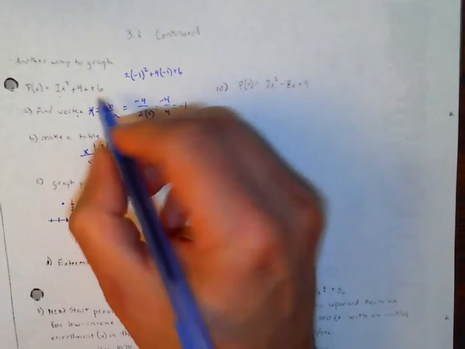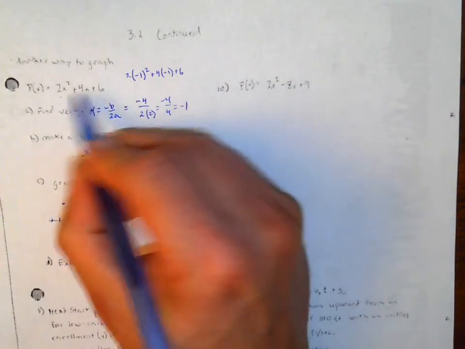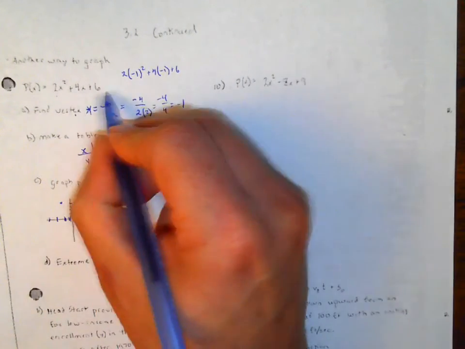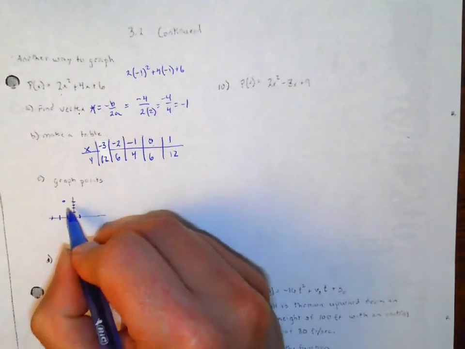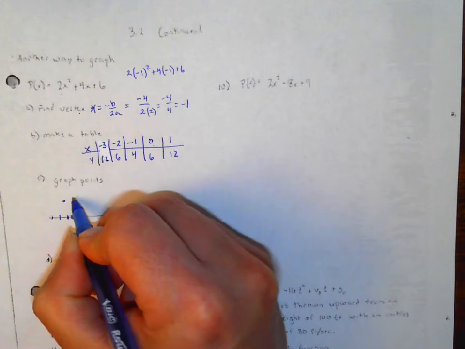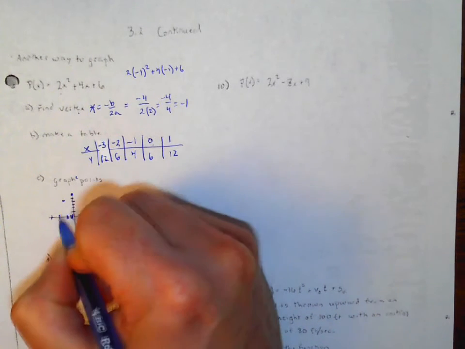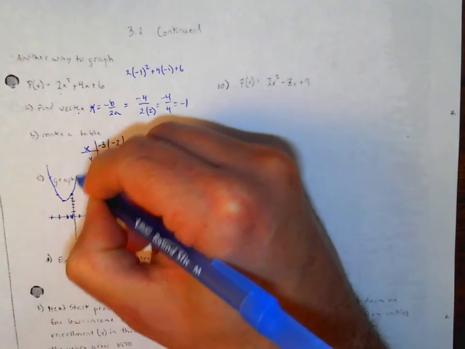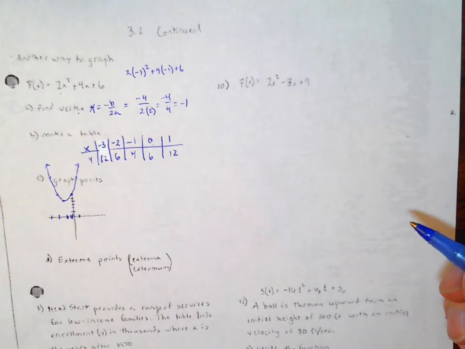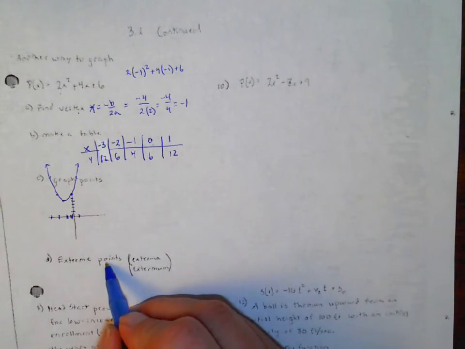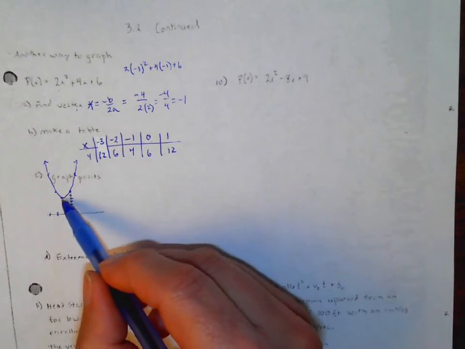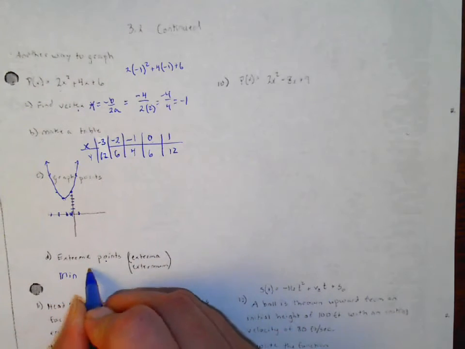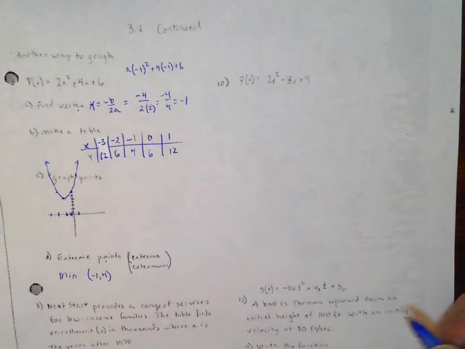And when you plug -2 in there, you get 6. Plug -3 in here, you get 12. Plug a 0 in there, you get 6. Plug a 1 in there, you get 12, okay? So you can see that at 0, 6, and 1, 12, and -2, 6, and -3, 12, okay? So you can get a real nice graph of where the points are, okay? The extreme points, we're just talking about the lowest point here, which is the minimum. So this one has a minimum at the point -1, 4.